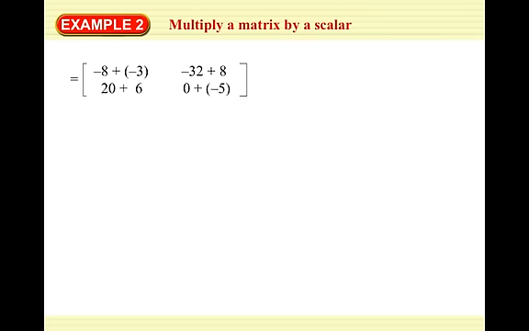So now, just adding corresponding elements, we'll have negative 8 plus negative 3, negative 32 plus 8, 20 plus 6, and 0 plus negative 5, and that's going to give us our final answer matrix of negative 11, negative 24, 26, and negative 5.